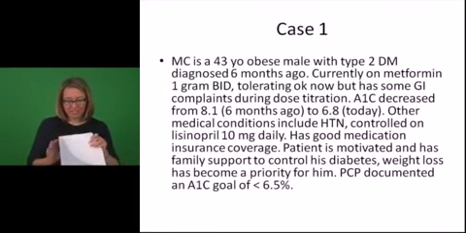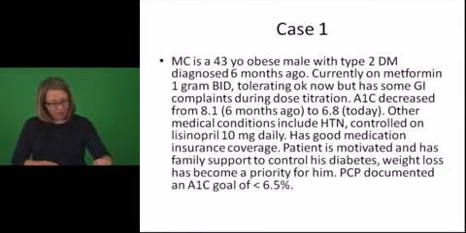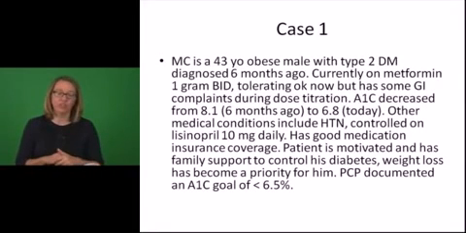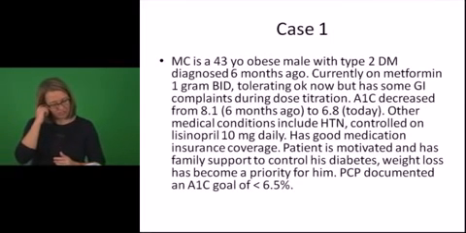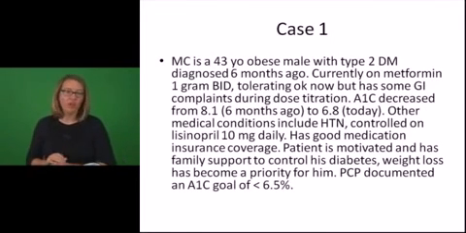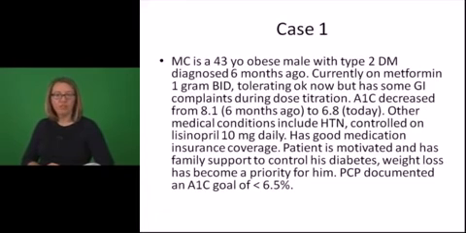So I want to review this case to highlight all the patient characteristics that you would need to look at when you are looking at a drug combination for a particular patient. So MC is a 43-year-old obese male with type 2 diabetes that was diagnosed 6 months ago. He's currently on metformin, a gram twice a day. He's tolerating it okay now, but he did have some gastrointestinal complaints during the dose titration. The A1C at diagnosis was 8.1, and today it's 6.8.